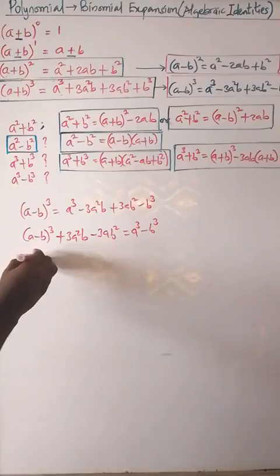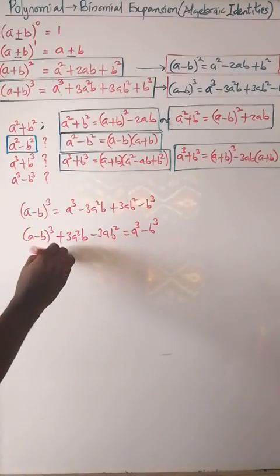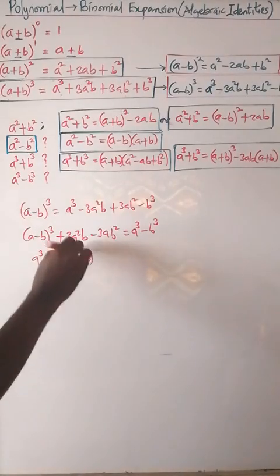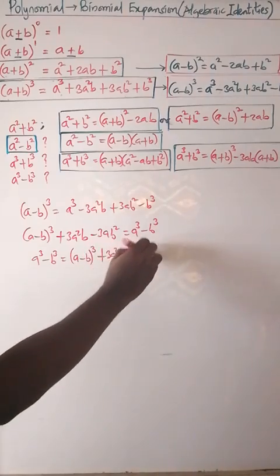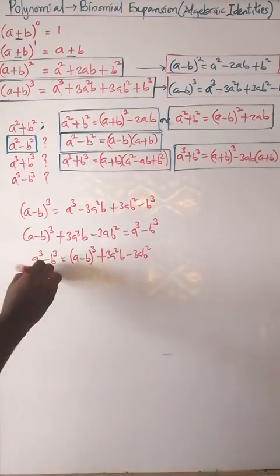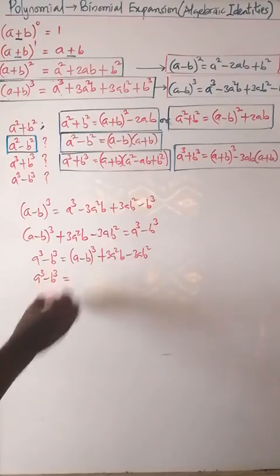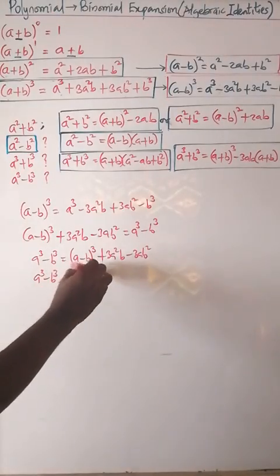So let's write from the right hand side. It means A cube minus B cube equals (A minus B) all cube plus 3A squared B minus 3AB squared.